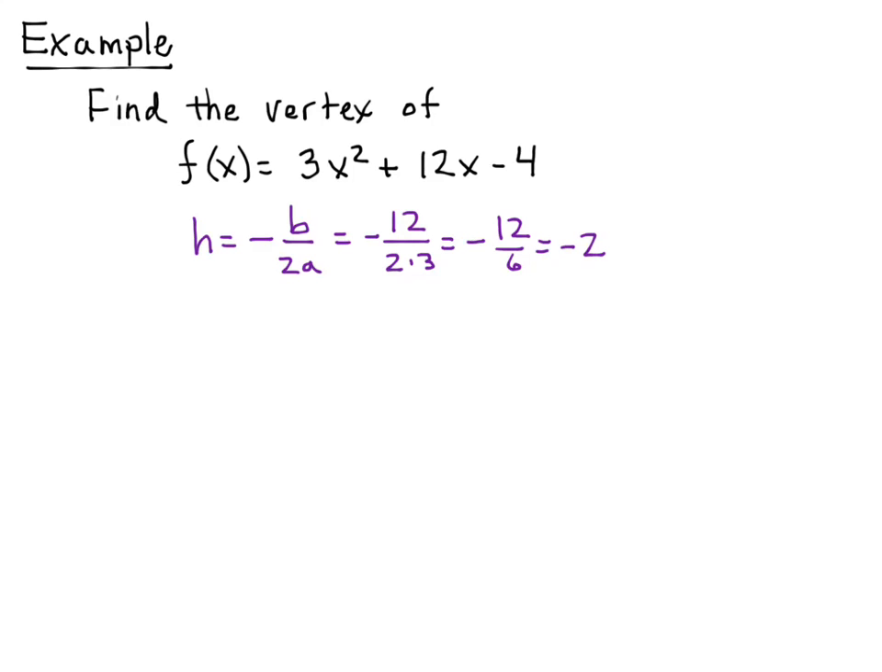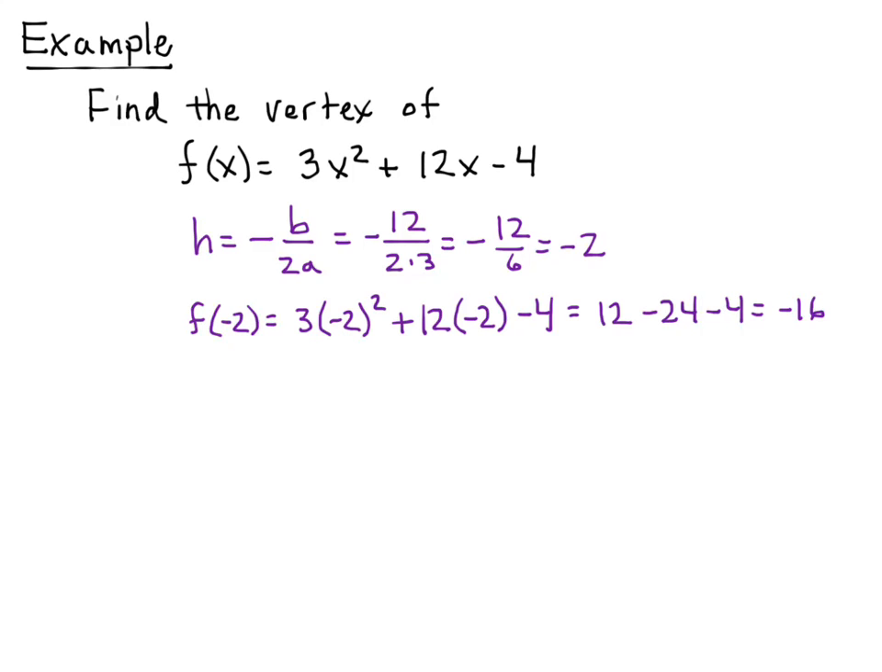So I'm going to calculate h based on this standard form. h is negative b over 2a. So I have negative 12 over 2 times 3, which is negative 12 over 6. So negative 2 is my h. Then I'm going to put that h into my function and evaluate it, and I get negative 16. So there's my k, and I have my vertex at negative 2, negative 16.